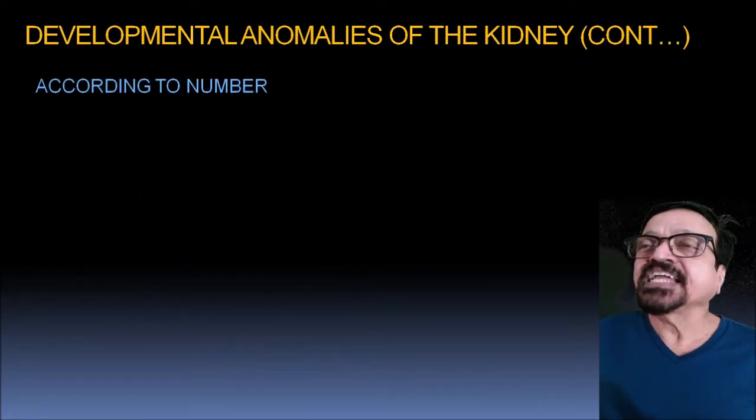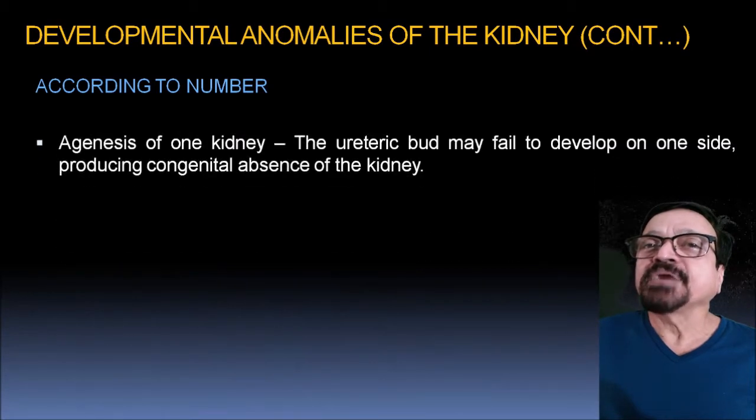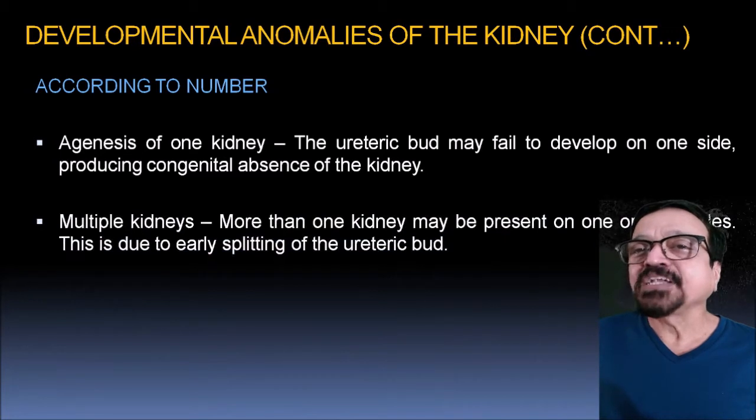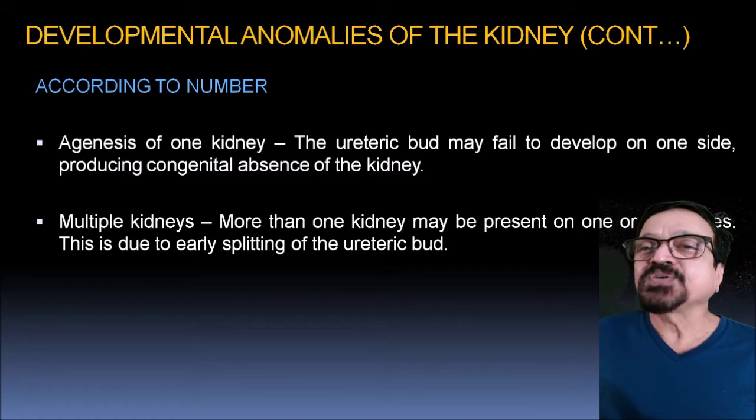Let's continue the lecture. Now according to the number, agenesis of one kidney. So these are the developmental anomalies of the kidneys. Now we are coming to agenesis of one kidney. The ureteric bud may fail to develop on one side, producing congenital absence of the kidney. The second is multiple kidneys. More than one kidney may be present on one or both sides. This is due to the early splitting of the ureteric bud.